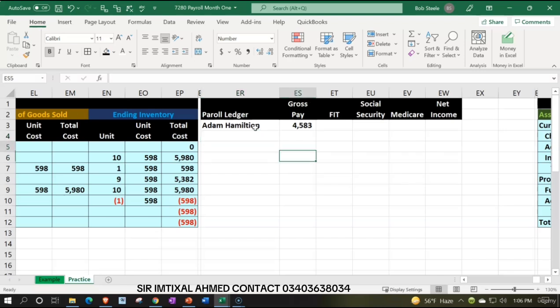So we got FIT, Social Security, and Medicare. These are just going to be the federal withholdings. Note, you would probably have other withholdings as well, depending on the state that you're in, local withholdings. You could have union dues and whatnot. And then you could have voluntary types of withholdings, which could be things like the 401k plan, healthcare plans, and so on and so forth.